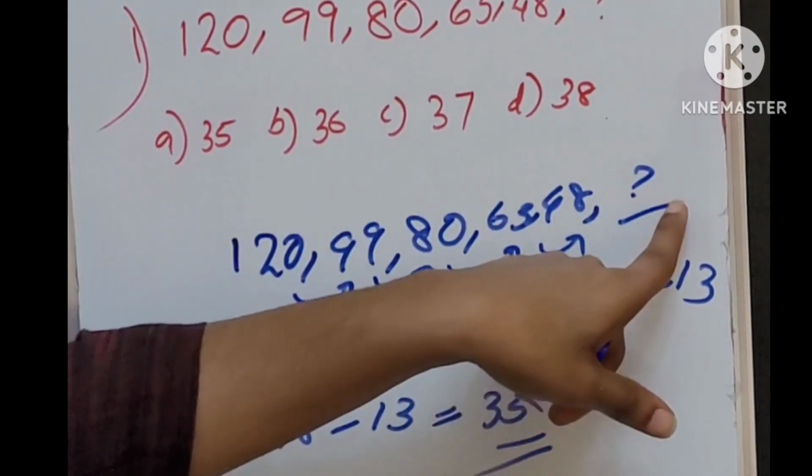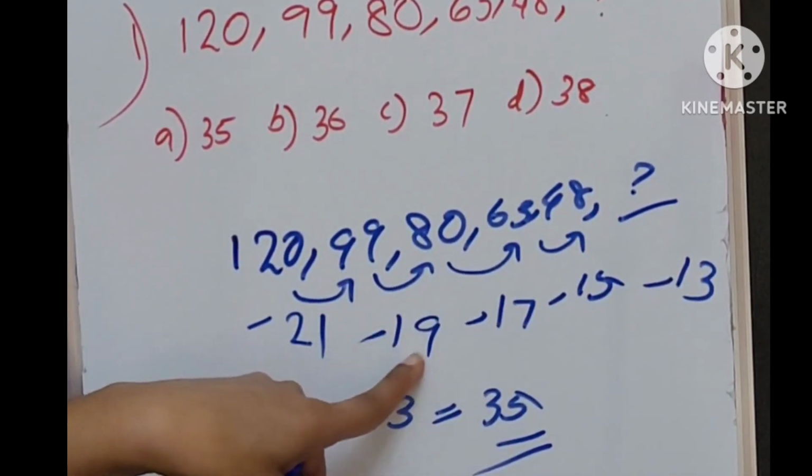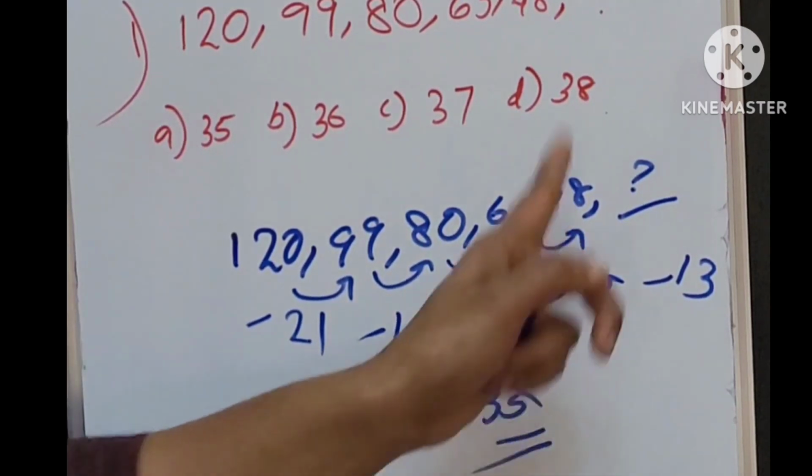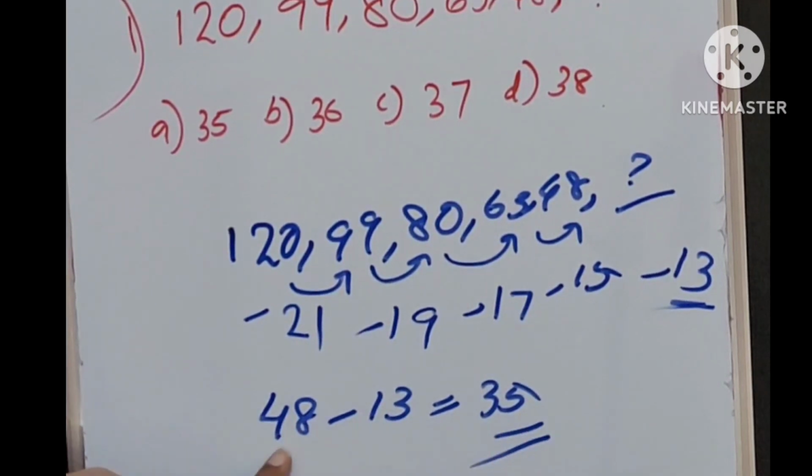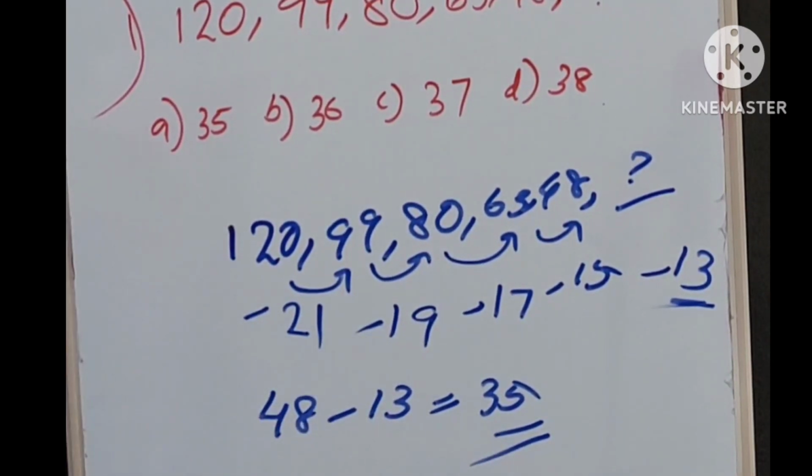The pattern in the given series is 21, 19, 17, 15 and 13. So the missing number is 48 minus 13, that is 35. Option A.